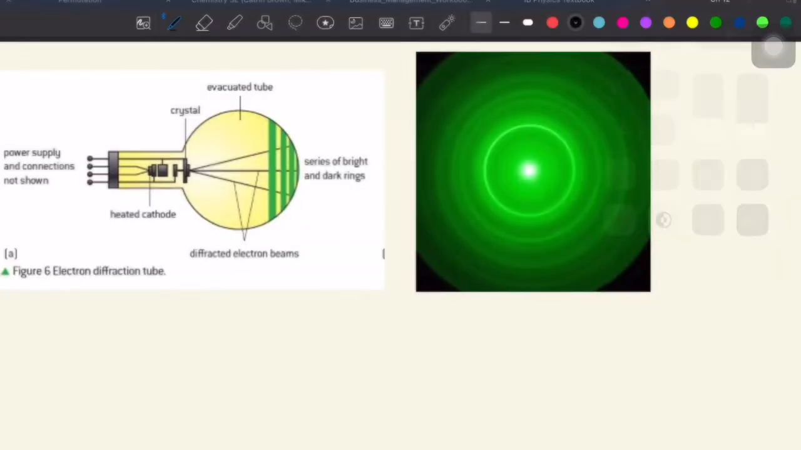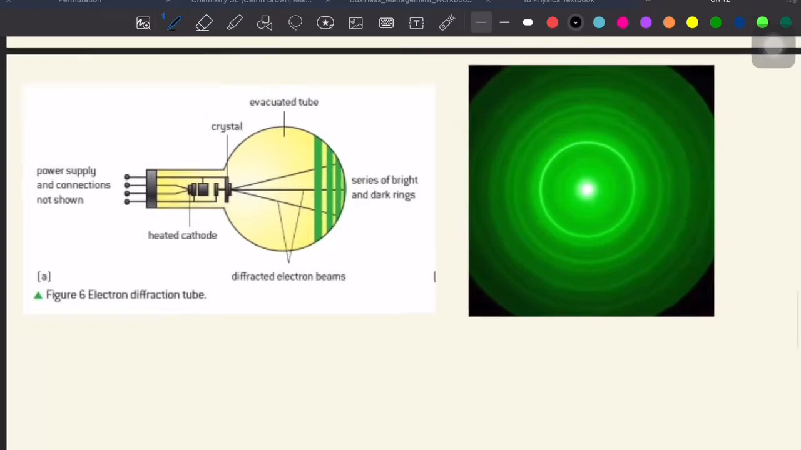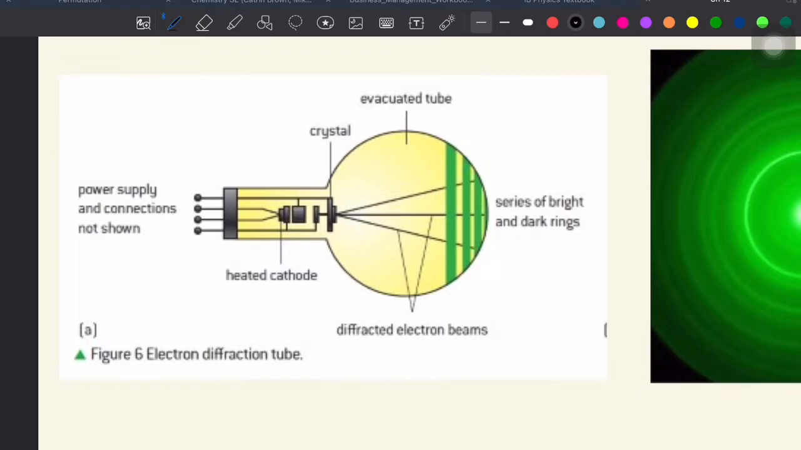Right, so in 1925, two American physicists, Clinton Davisson and Lester Germer, performed the de Broglie hypothesis experimentally and observed interference maxima when a beam of electrons was reflected by a nickel crystal. And so here's the experiment setup. And you can see we have an electron diffraction tube here.